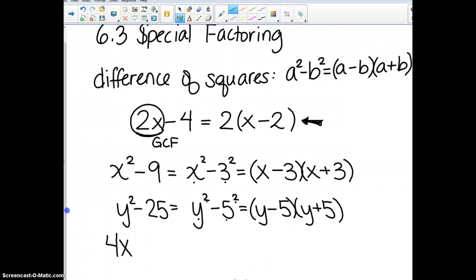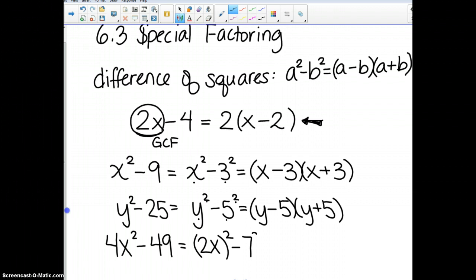Maybe I have 4x squared minus 49. Again, if I notice numbers like 4's and 9's and 16's and 25's and 49's, I'm going to think about squares. And most of you will be more successful if you take the time to write this step down that I've written on the two above, the x squared minus 3 squared step and the y squared minus 5 squared step. If we look at 4x squared, that is just 2x, that quantity, squared.